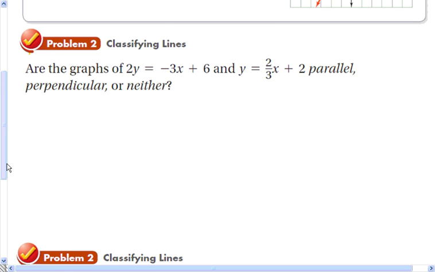So are the graphs of 2y equals -3x plus 6 and y equals 2/3 x plus 2 parallel, perpendicular, or neither? Parallel means they would have the same slope.